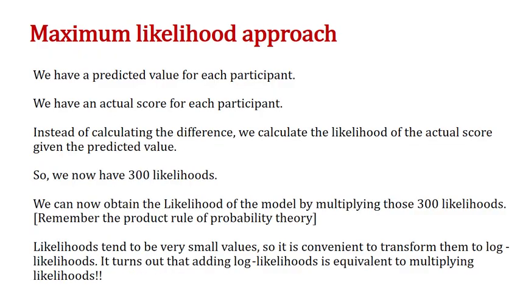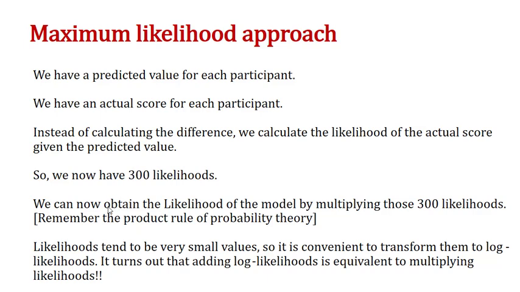Okay, so basically we have a predicted value for each participant. This is a mu for each participant. We have an actual score for each participant. We measure that. Instead of calculating the difference, as in the error minimization approach, we calculate the likelihood of the actual score given the predicted value. So now we have 300 likelihoods.